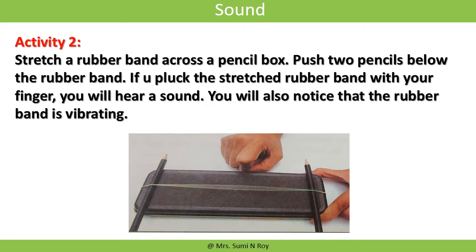Now let us take one more activity. This activity is very simple. Stretch a rubber band across a pencil box. Push two pencils below the rubber band. Now, if you pluck the rubber band with your fingers, you will hear a sound. You will notice that the rubber band is vibrating. This example also shows that when an object is vibrating, it is producing sound.